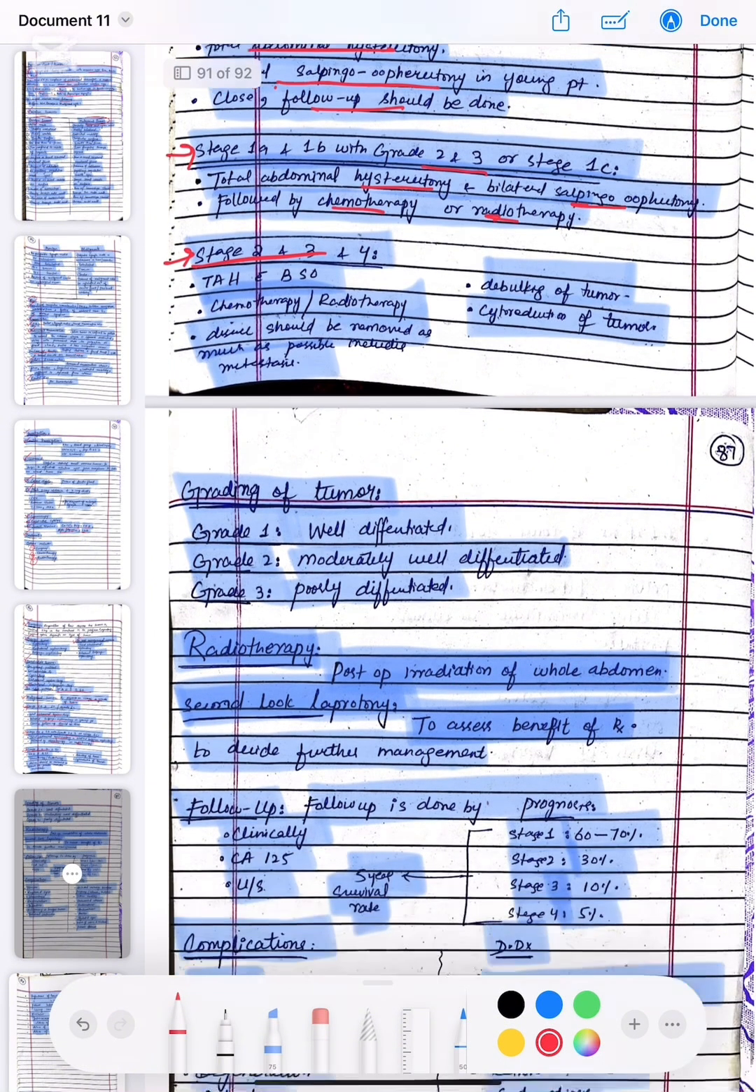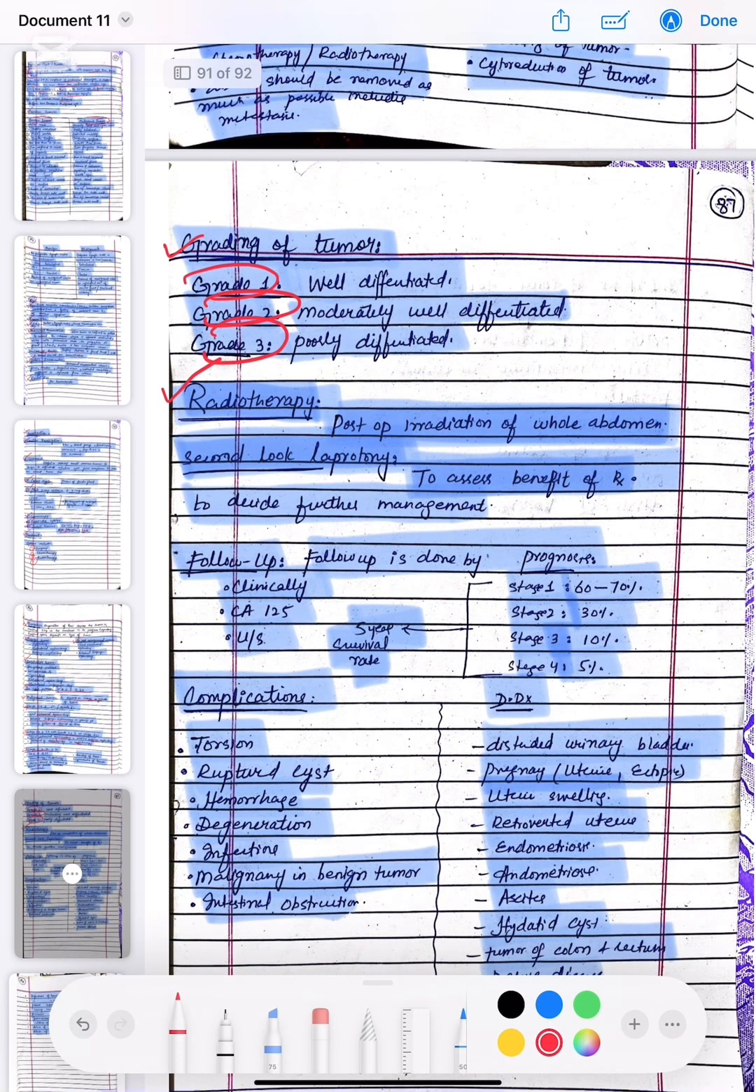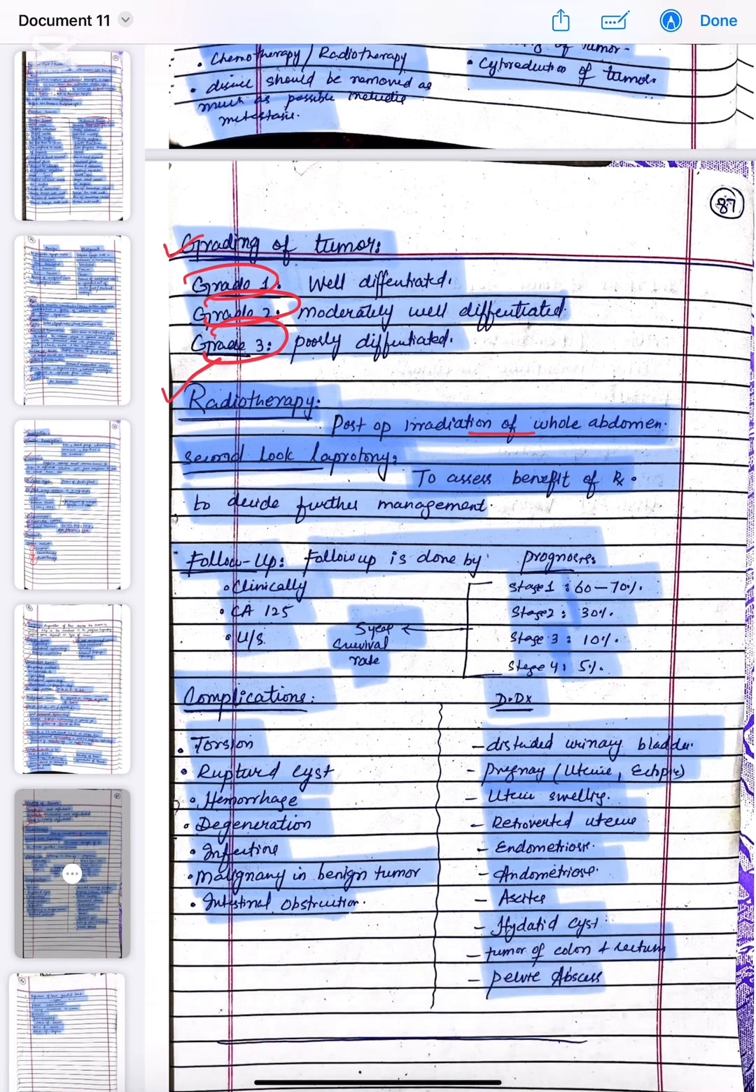Now the grading of tumor is grade 1, grade 2 and grade 3. The radiotherapy is provided as post-op irradiation of the whole abdomen and second look laparotomy, to assess the benefit of the treatment and decide further management. Then follow-up is done by prognosis, that is clinically, then carcinoma 125 and ultrasound are done.